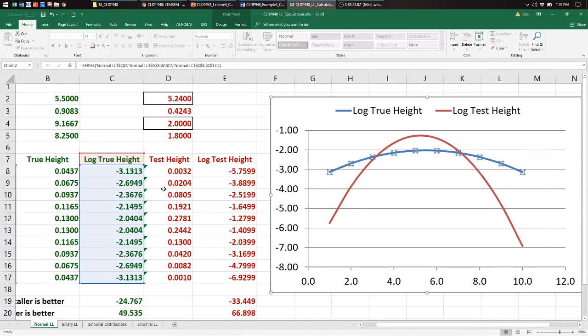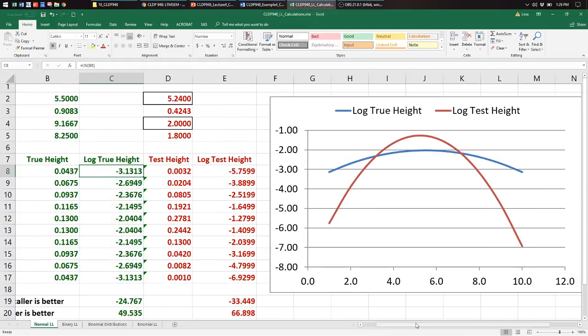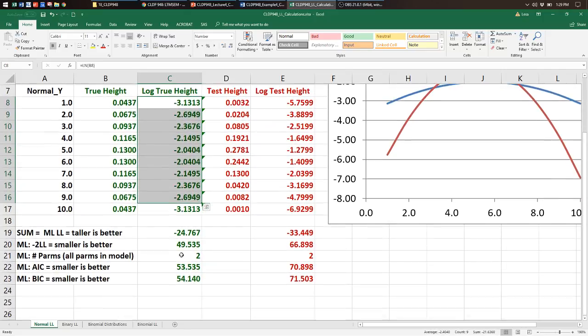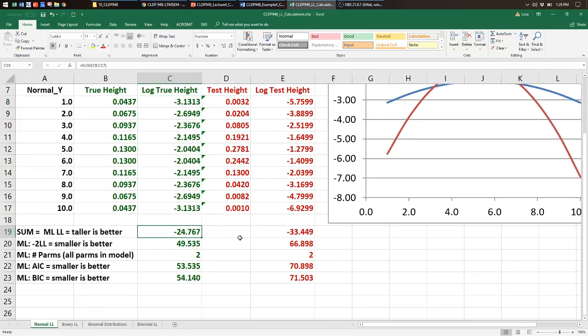The sum of those log heights across all of these observations then is right here. And that's my index of how likely this entire set of data is, given that mean and that variance. Yes, sir?